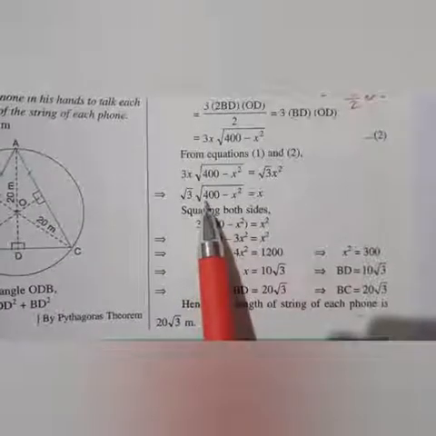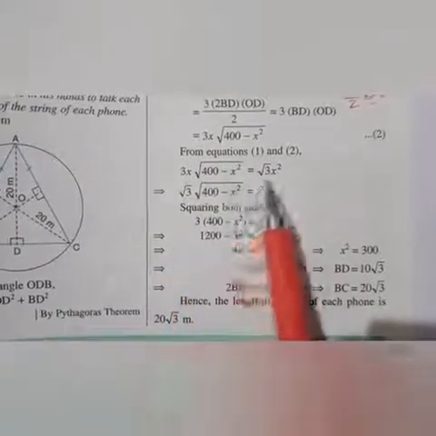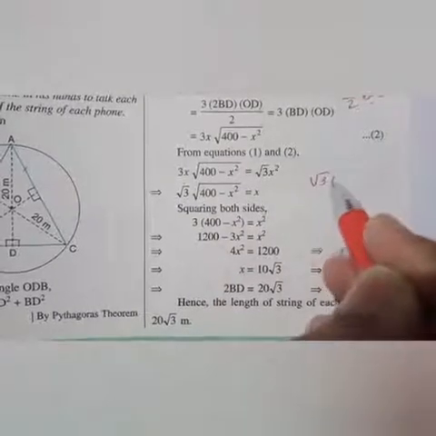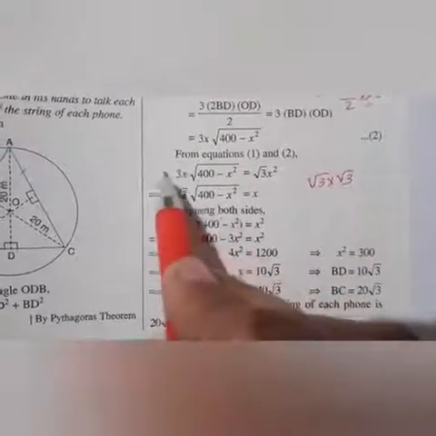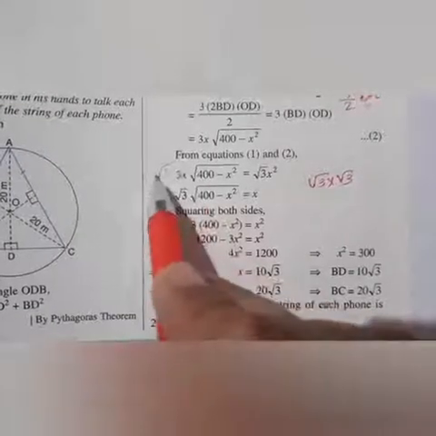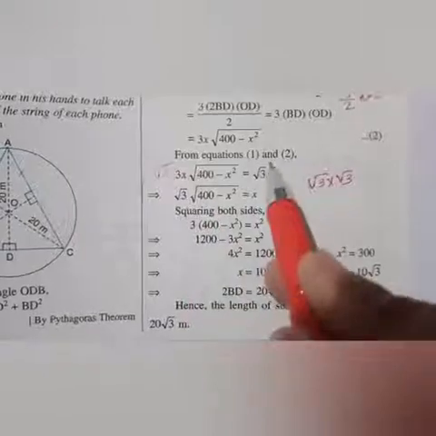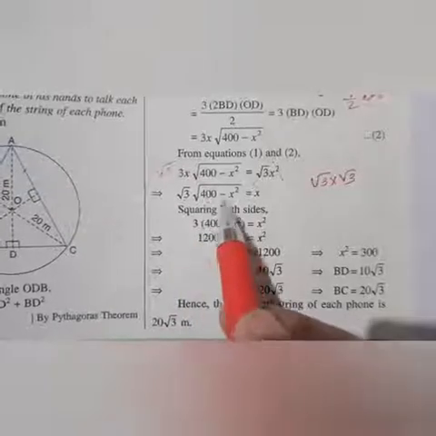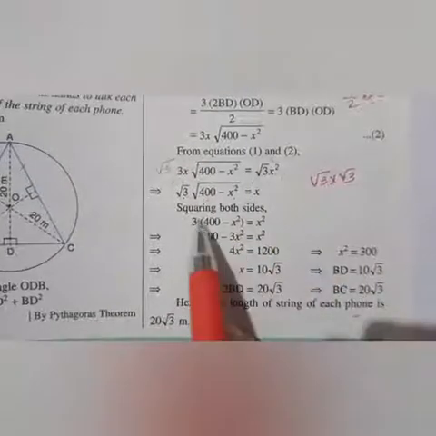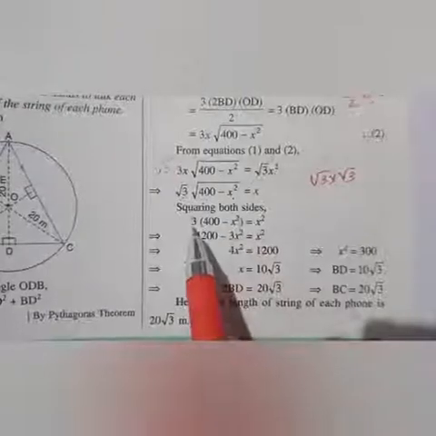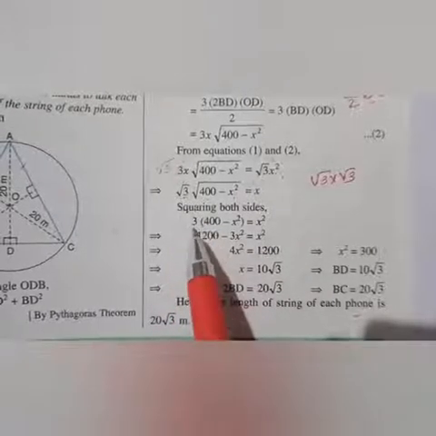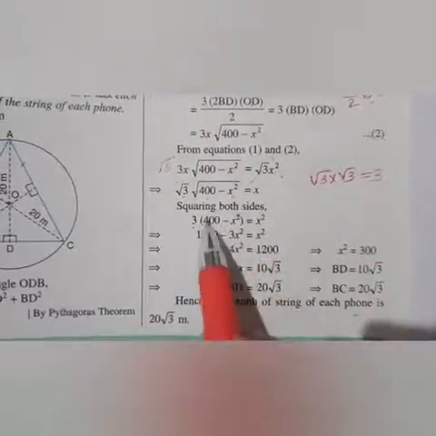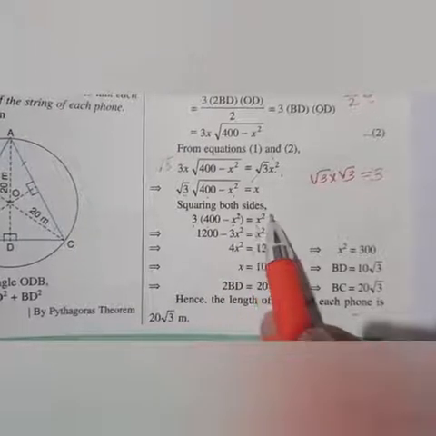Now 3 is equal to root 3 into root 3, so we can cut root 3 from this side. Balance is root 3 and x, so root 3 and 1 x we can cut. So balance from here is root 3. Then root 400 minus x square equal to x. Now squaring both sides, root 3 all square is 3. Root 3 into root 3 is 3. Then all square means 400 minus x square is equal to x square.